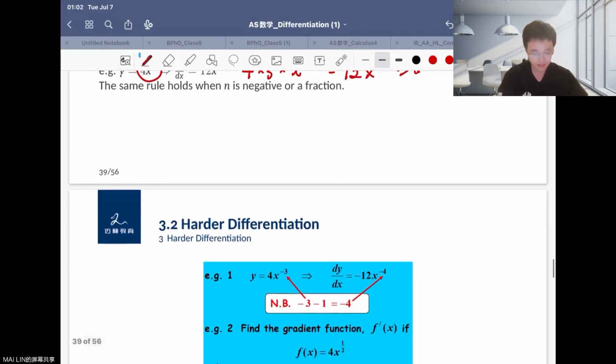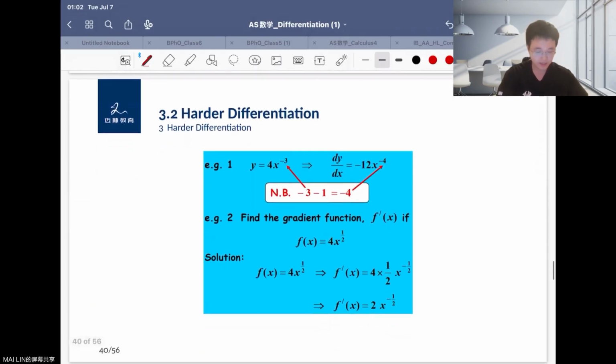Sometimes the power is not a normal positive number, like here, 4 times x to the power of negative 3. For this, we first put negative 3 in the very front. So the differentiation is 4 times negative 3, and the power minus 1, so 4 times negative 3 times x to the power of negative 3 minus 1. So it becomes negative 12 times x to the power of negative 4.